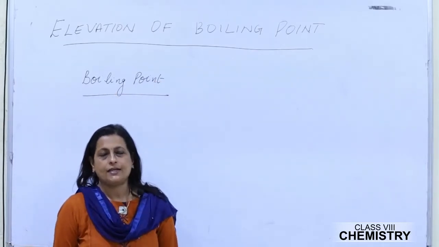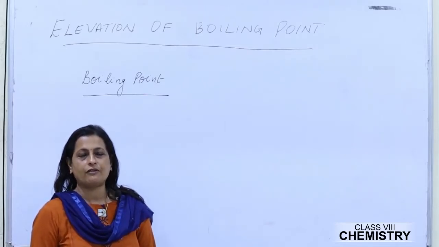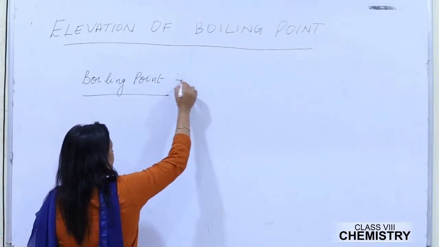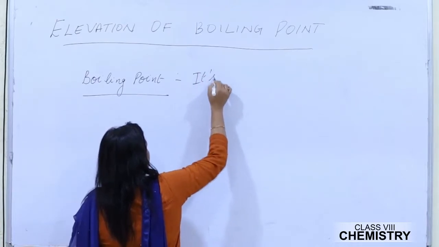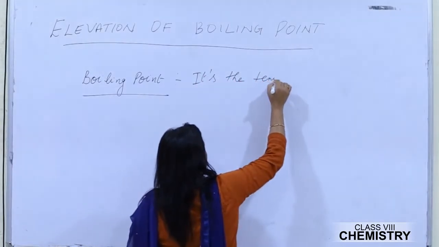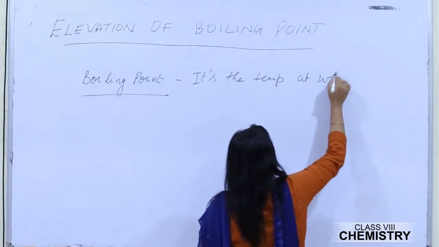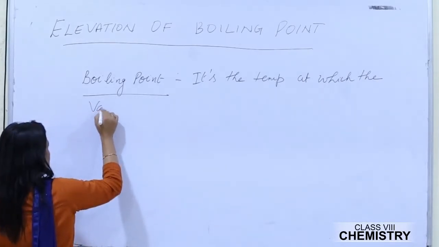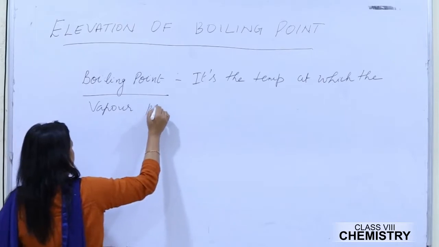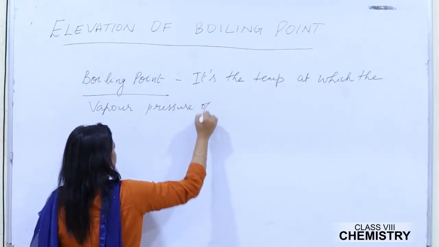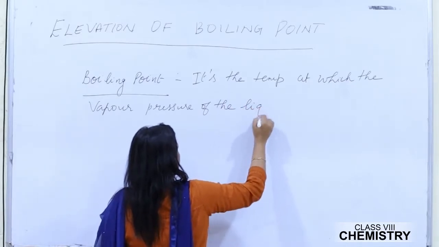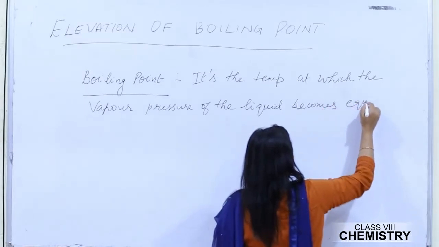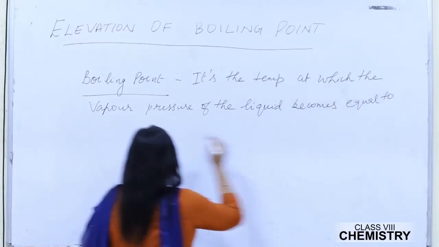Boiling point of any liquid is the temperature at which the vapor pressure of the liquid becomes equal to atmospheric pressure. So I'll just write it here. It is the temperature at which the vapor pressure of the liquid becomes equal to atmospheric pressure.